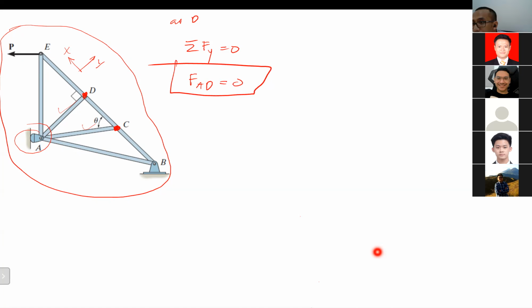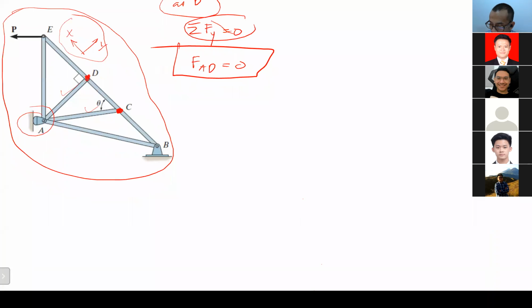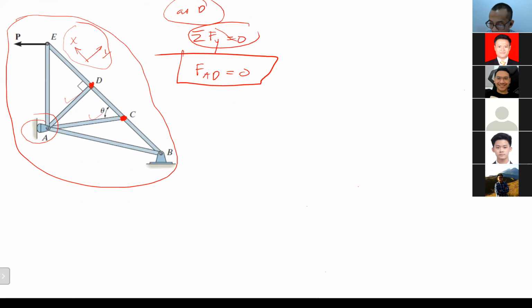Can you reiterate why it must be 0 again? Because of this. Take a look at this. This is my X and Y direction, and now I'm looking at point B. I want to see the sigma Fy. Sigma Fy equal to 0 must be there. And if I want to use sigma Fy equal to 0, I have to list out all the forces which are happening in the Y direction.